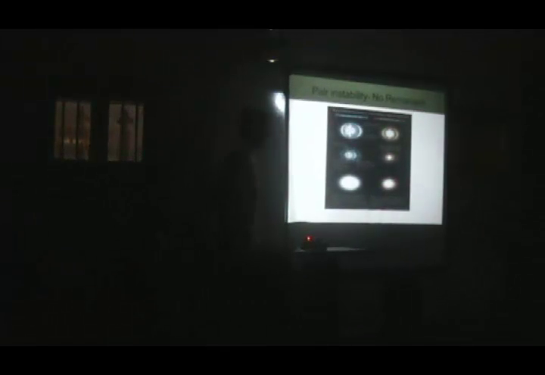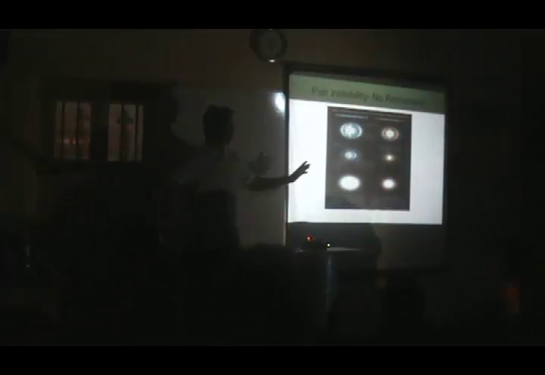Pair instability supernova. And the interesting thing about a pair instability supernova is that there is no remnant. No black hole, no white dwarf, no neutron star, nothing. It just vanishes, destroys itself completely. There's no remnant in the pair instability supernova. That's the reason I like these.